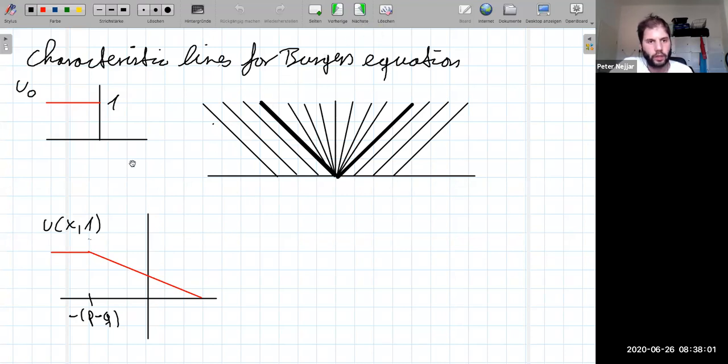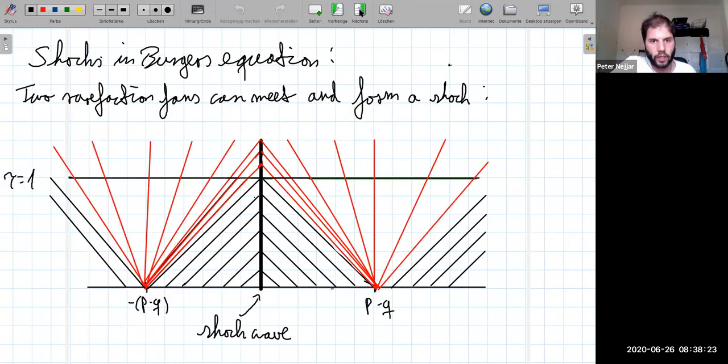Now, this was a case where initially you had a discontinuity in the particle density, but this discontinuity disappears immediately in the Burgers equation. However, you can also have discontinuities in the Burgers equation which survive for all times. And these are called shocks. Okay? And here you see an example.